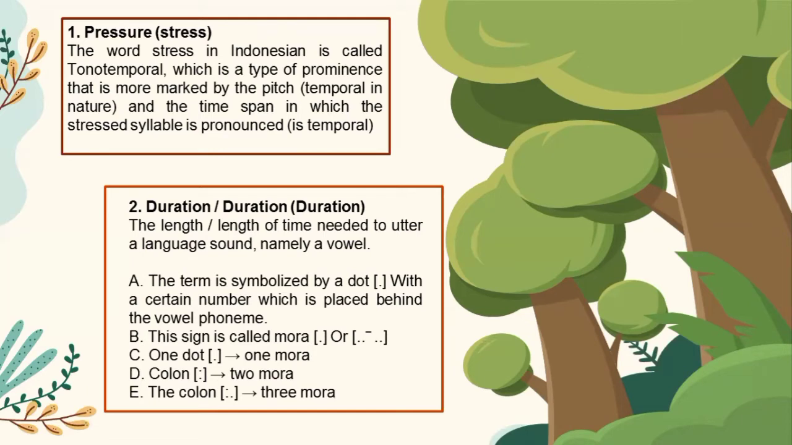B, the sign is called mora. C, one dot or one mora. D, colon or two mora. E, the colon or three mora. Next.